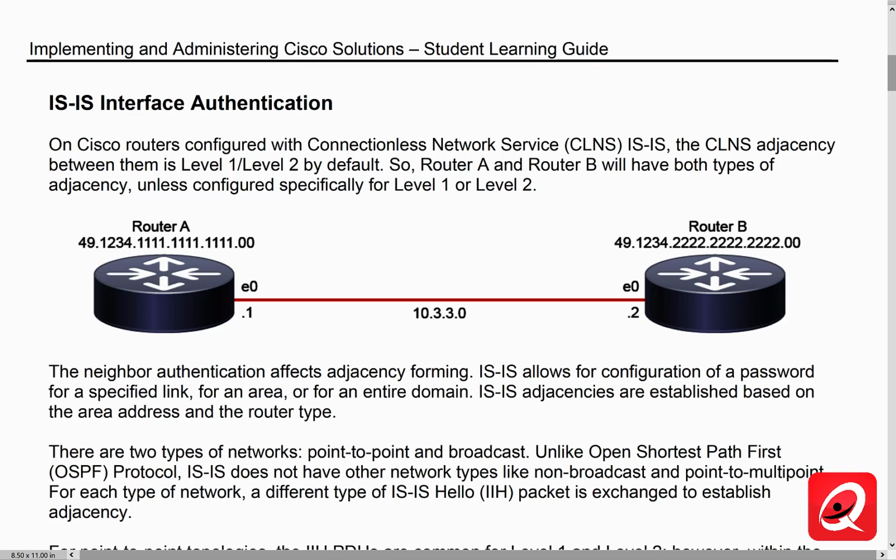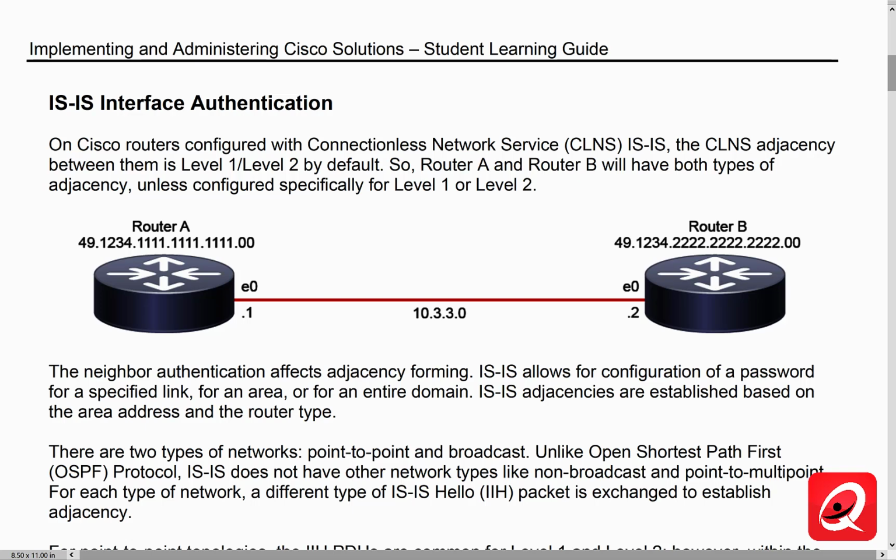All right. Now, unlike OSPF that has five or six different network types: point-to-point, point-to-multipoint, point-to-multipoint non-broadcast, broadcast, NBMA, and loopback. In ISIS, we only have two network types, point-to-point and broadcast. ISIS doesn't have things like NBMA or point-to-multipoint or point-to-multipoint non-broadcast, but we do generate different types of hello packets, IIH packets, as you can see there, to exchange that adjacency.